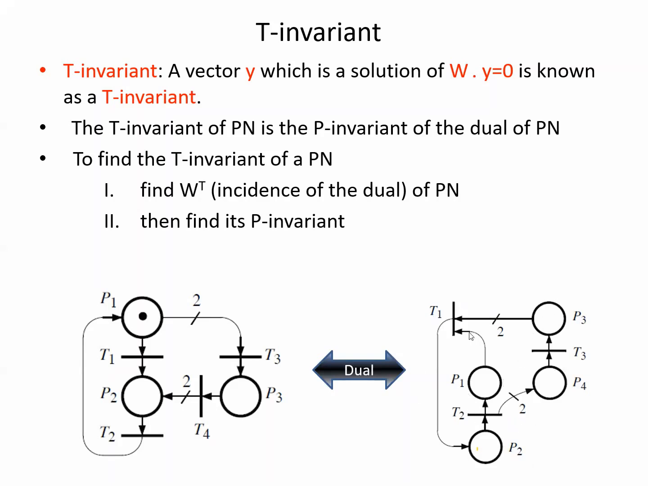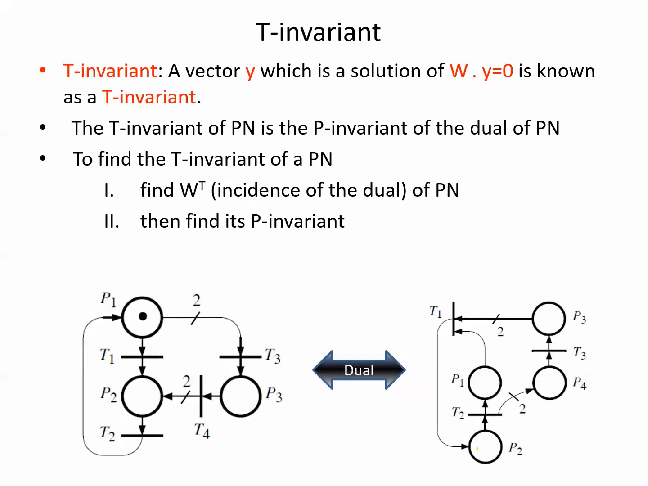And if you represent this dual Petri net by an incidence matrix, the incidence matrix of this dual will be the transpose of the W of the original Petri net. So if the incidence matrix of the original Petri net is W, what will be the incidence matrix of this dual Petri net? W^T. You got that? W^T. So you can compute it graphically or by using the incidence matrix.